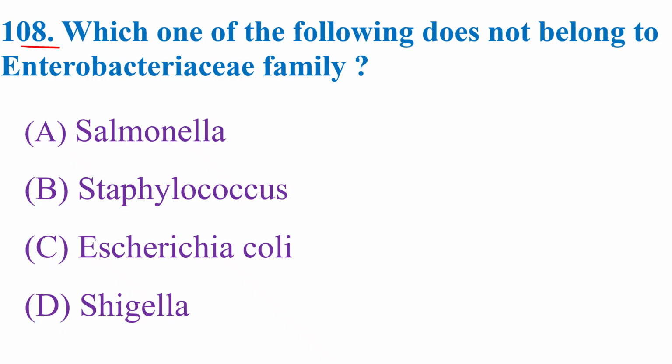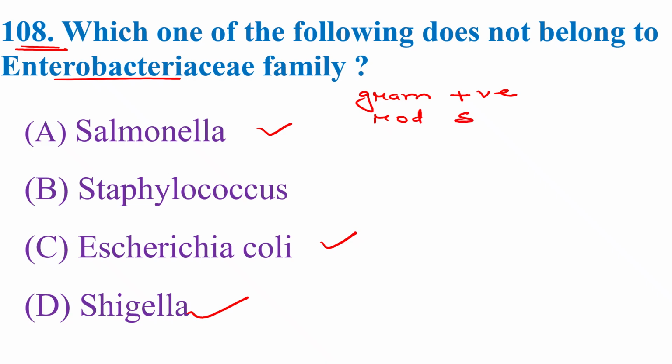Question 108. Which of the following does not belong to Enterobacteriaceae family? So in Enterobacteriaceae family, Salmonella is there, E. coli is there, Shigella is there. Because all of them, they are gram positive, rod shaped, and they're enteric bacteria.